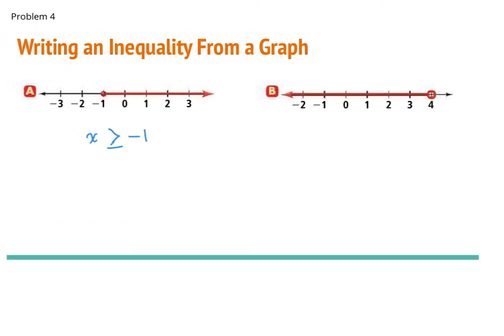For B, I see that at 4, we're moving to the left on the number line. So all these values are less than it. So I'm going to put less than. And remember, it's not equal to because it's an open circle on the number 4. X is less than 4.